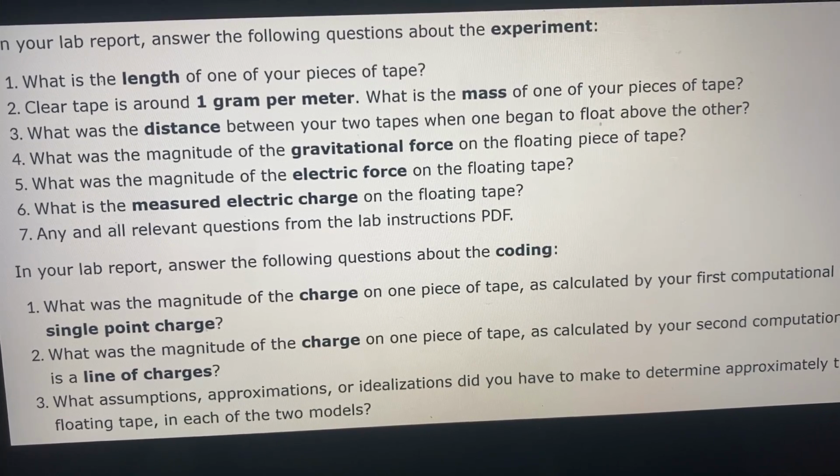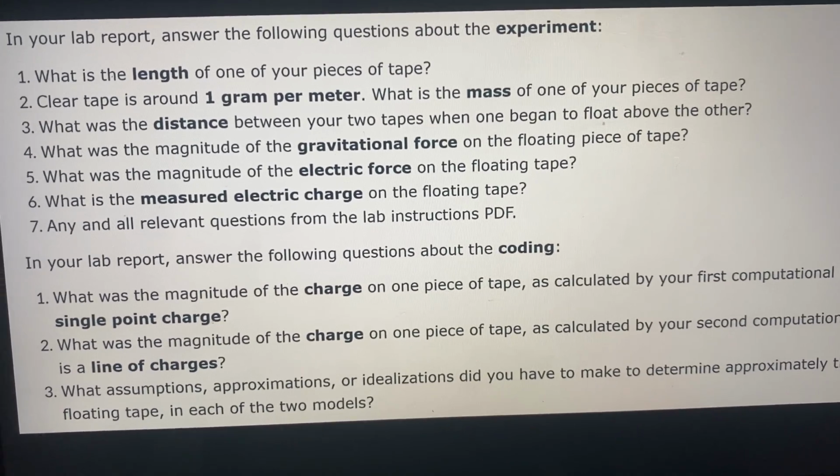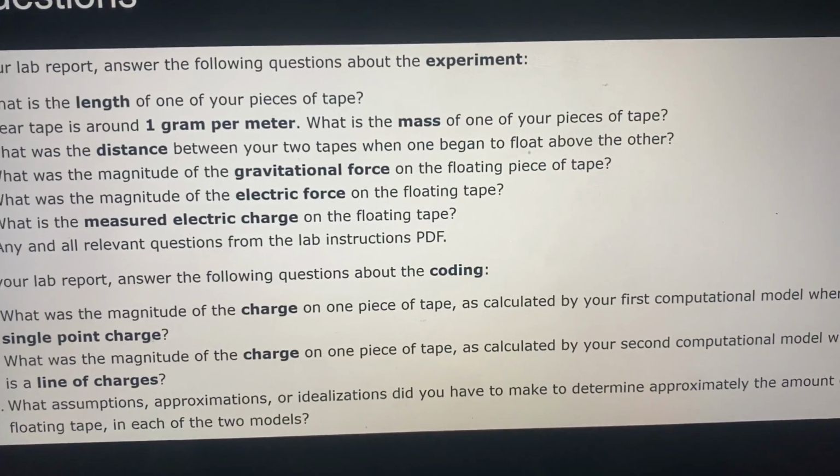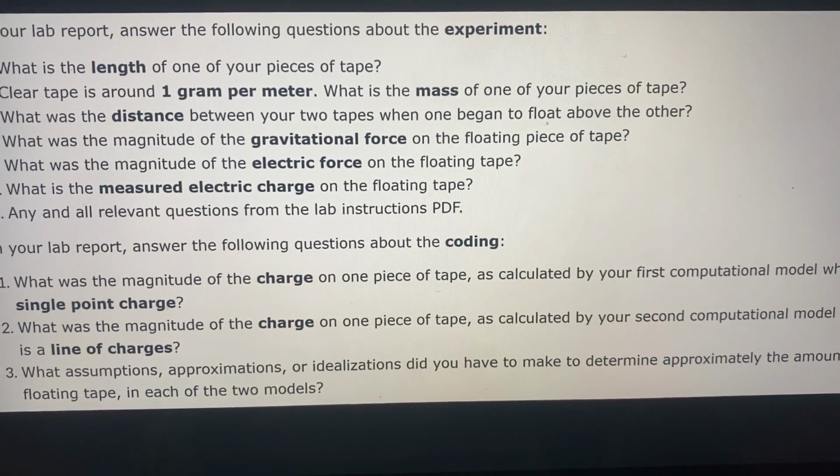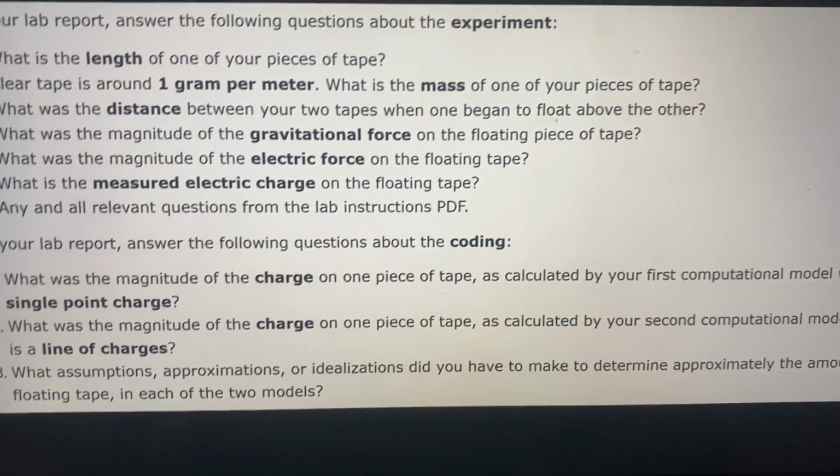I'm not sure about any other relevant questions. Okay. And then the computational part was on the previous slide.